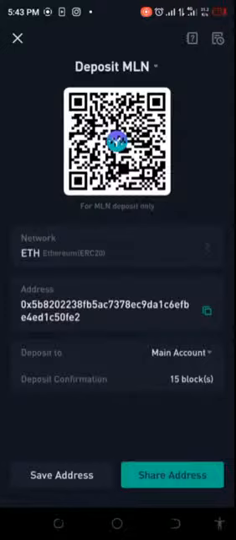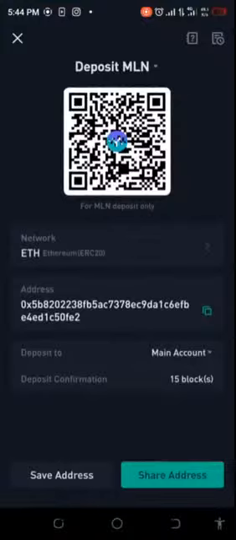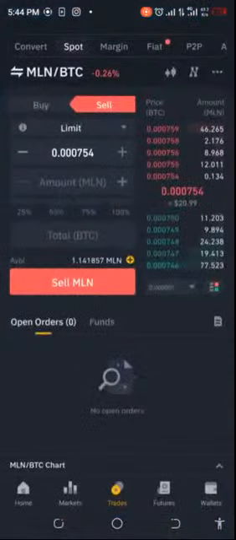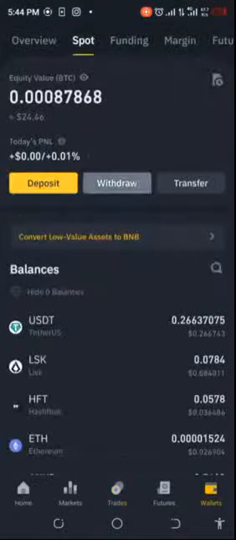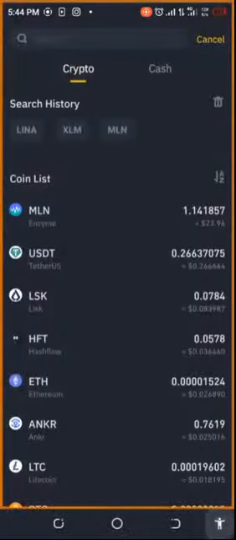Now, as you can see here, I just have to pick this. That's the copied, it's ERC20. Make sure it's the same. It must be the same. Don't forget, it must be the same. So let's run along to withdraw this. So we're going to withdraw. What are we withdrawing? We're withdrawing the MLN.